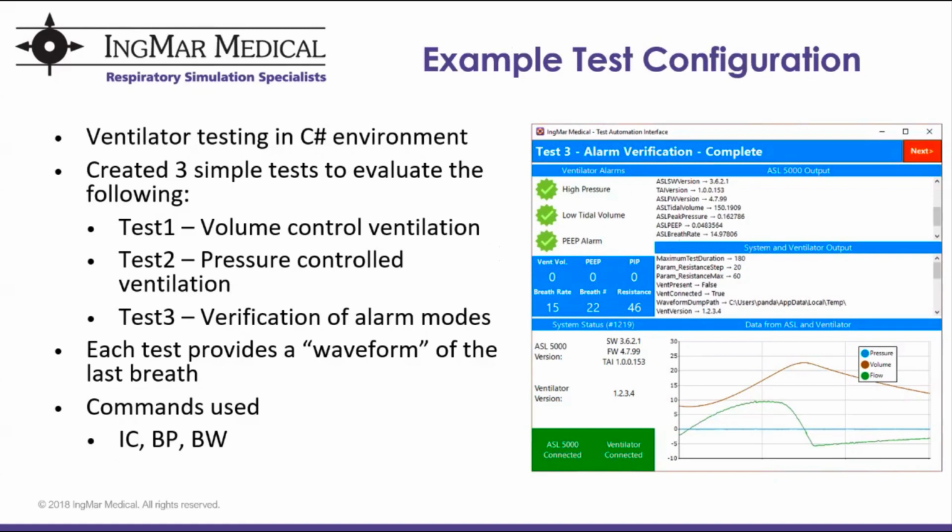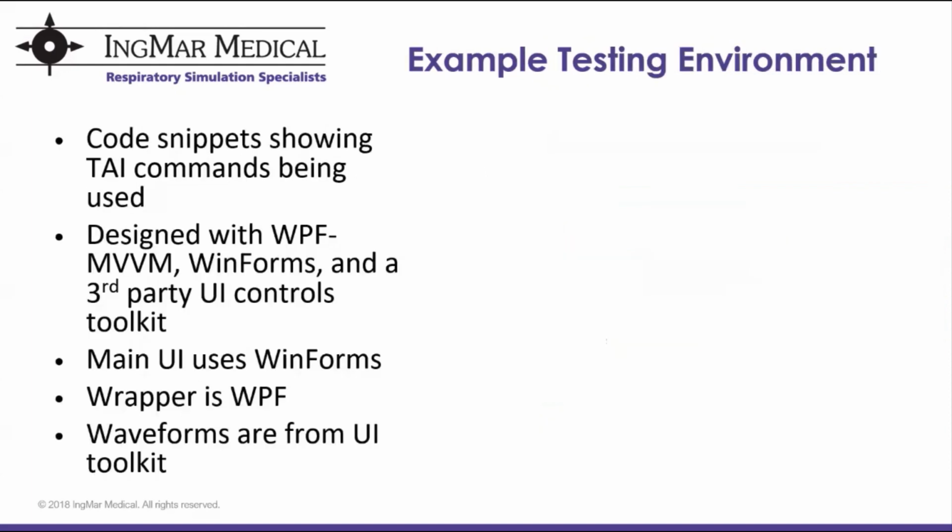Here, we use the interactive control option to increase resistance during the simulation to force the ventilator to alarm. Our goal is to trigger the low tidal volume alarm by reducing flow to the vent by increasing the resistance over time. Here are some code snippets showing the TAI command in use.